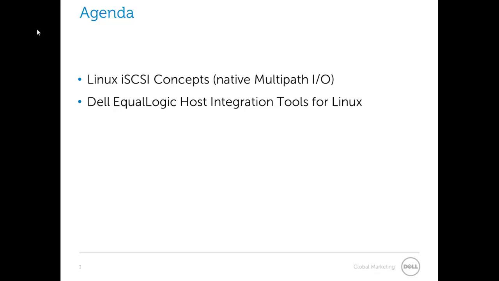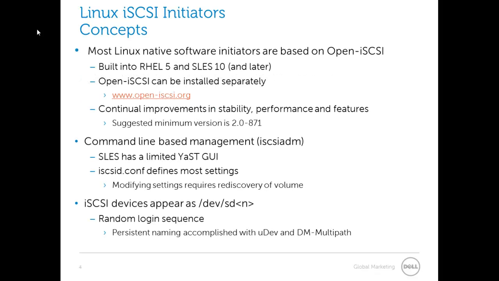concepts and Linux native MPIO. To connect the server to iSCSI storage, you must have a native software initiator. On Linux, the initiator is based on Open-iSCSI. Most iSCSI initiators are built into the Linux operating system, such as Red Hat and SUSE. You can also download the Open-iSCSI software from the internet. The management is mostly command line based using the iscsiadm command.